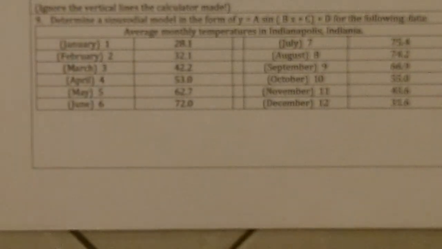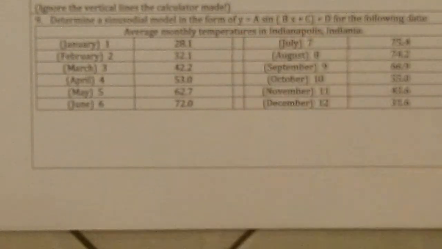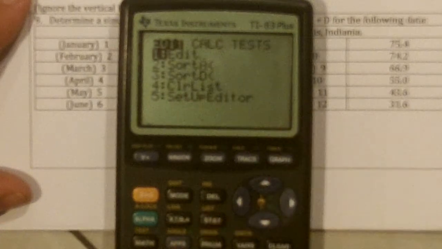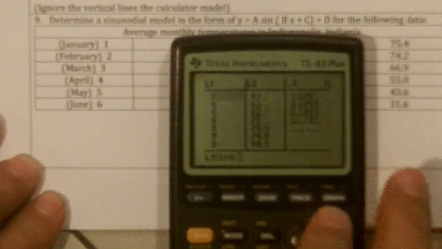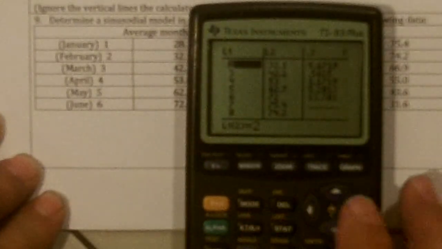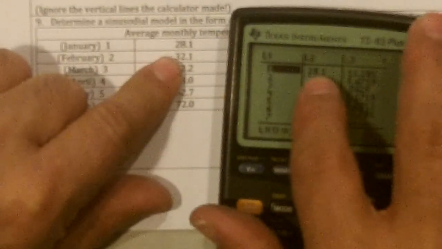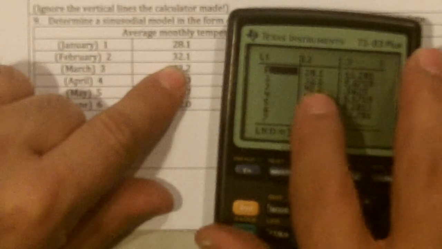And finally, the last one. We're supposed to find a sinusoidal curve, I said A, B, C, and D here, for this data. So you go to your calculator, and you push that, and you push edit, and you enter the data. So that's 1, 2, 3, 4, 5, 6, 7, 8, 9, 10, 11, 12, and I think I've got those in here already. And I think I also got the correct temperatures here. This is for the temperatures in Indianapolis, Indiana. Starts off 28.1, 32.1, and so on.